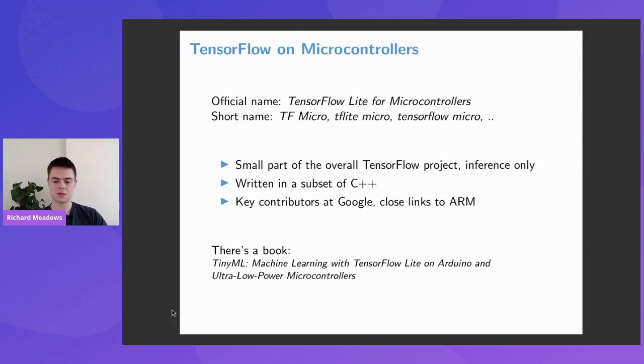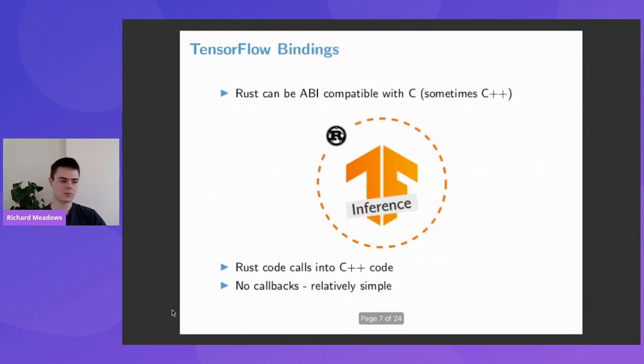Okay, so far we know TensorFlow Micro is written in C++, and it runs on microcontrollers. So how do we go about making use of that in a Rust project? One of the features of Rust is that it can be application binary interface, so ABI, compatible with C. In simple terms, that means that we can configure things so we can call C functions from within our Rust, and it even works the other way around. We can call Rust functions from within our C programs.